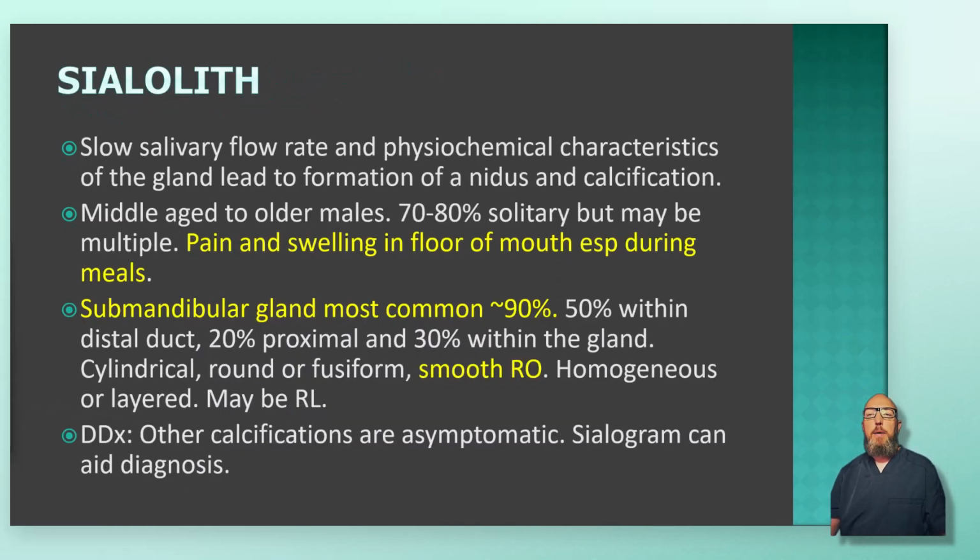And so now let's talk about Sialolith. This is where if you have slow salivary flow, the physiochemical characteristics of gland tend to form a nidus and mineral deposits around it. So demographics, middle-aged to older, more common in males, 70 to 80% are solitary, but they could be multiple. That's just more rare. And this is the one entity in the entire video where the patient has real symptoms. And so I want you to hang on to that.